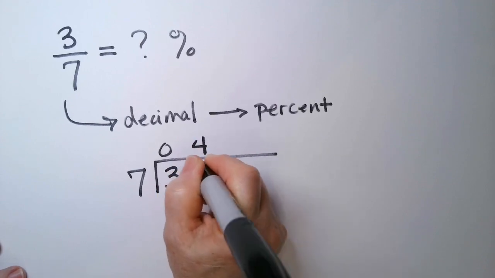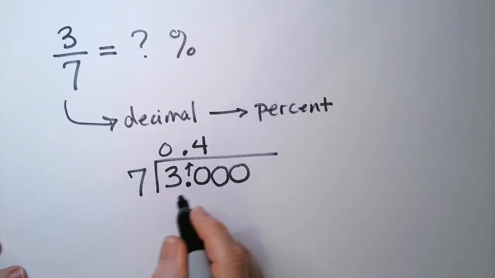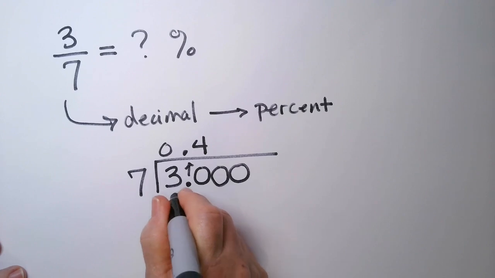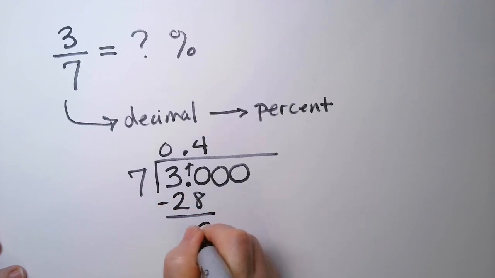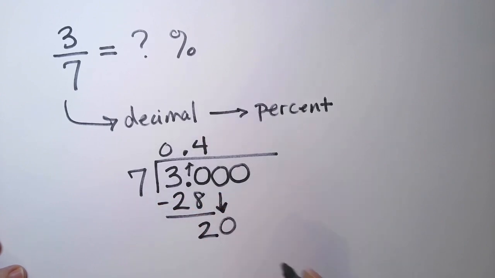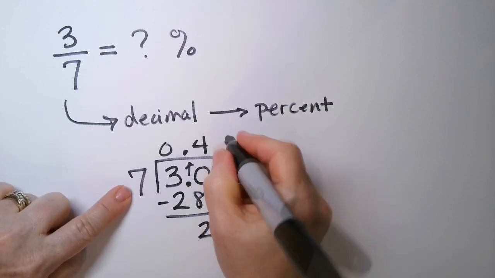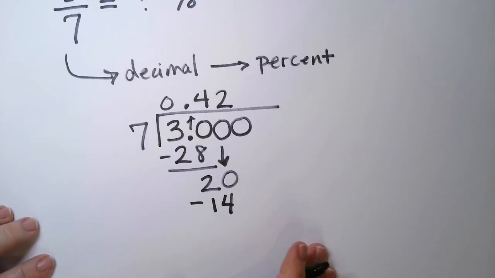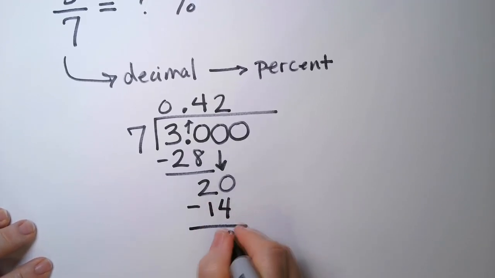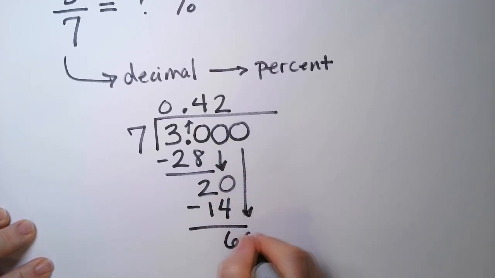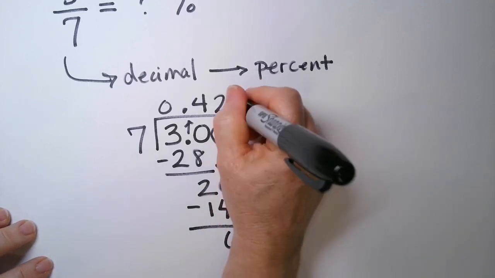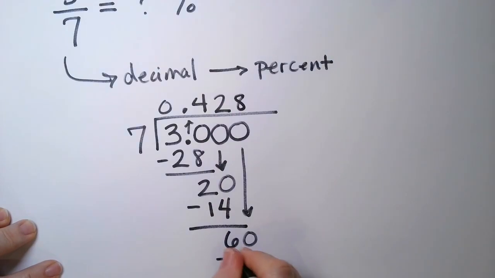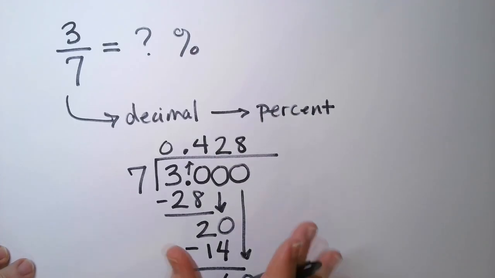Don't forget to push the decimal point up here. And 4 times 7 is 28. Take the difference. I have a 2. You're going to drop that 0 down. 7 goes into 20 2 times, and that's going to be a 14. The difference is going to be a 6. You can drop that 0, and then it just continues on. Then I would have an 8, and this would be a 56. And drop that down. I'm going to stop there.